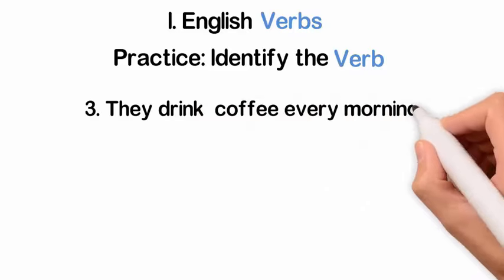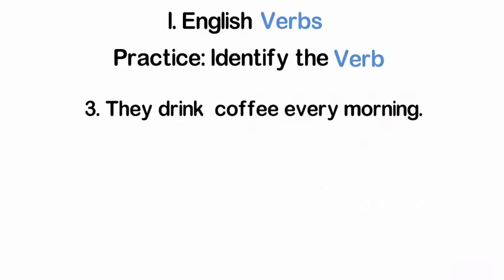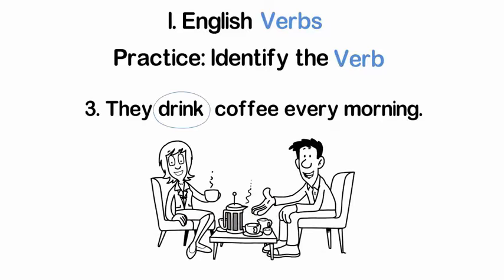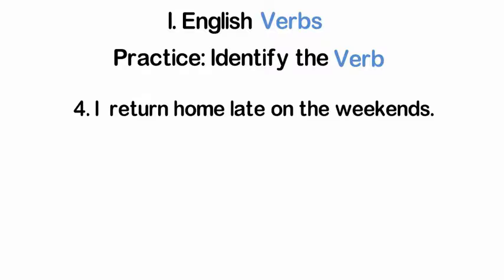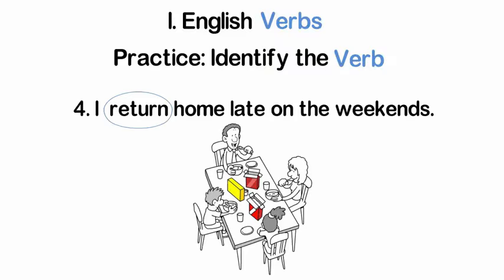3. They drink coffee every morning. Identify the verb. If you chose drink, you are correct. That is the action word in the sentence. 4. I return home late on the weekends. What is the action in this sentence? If you chose the word return, you are correct.